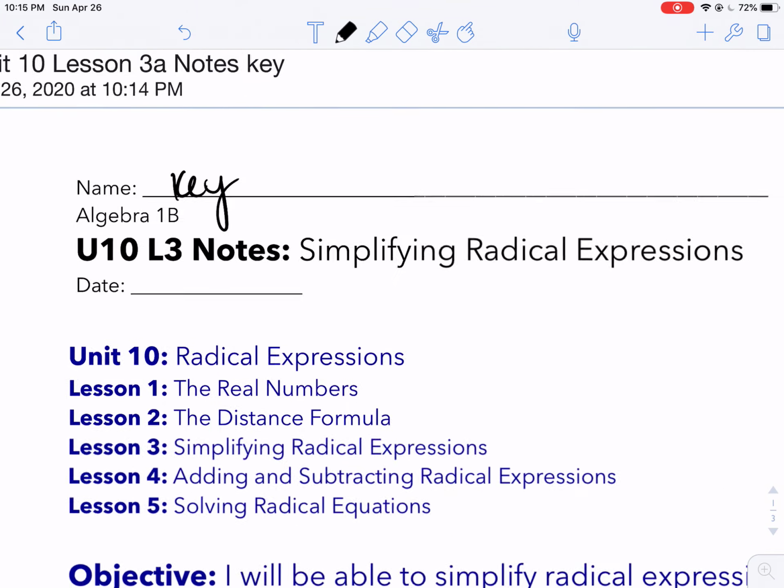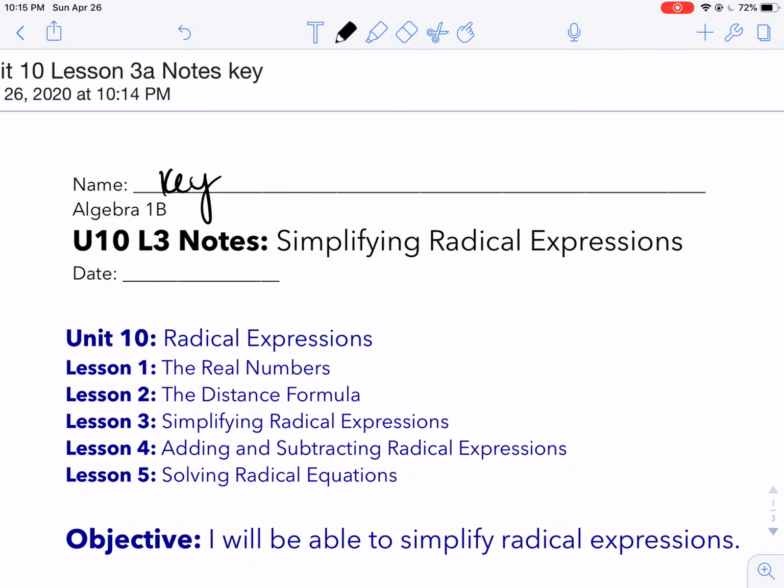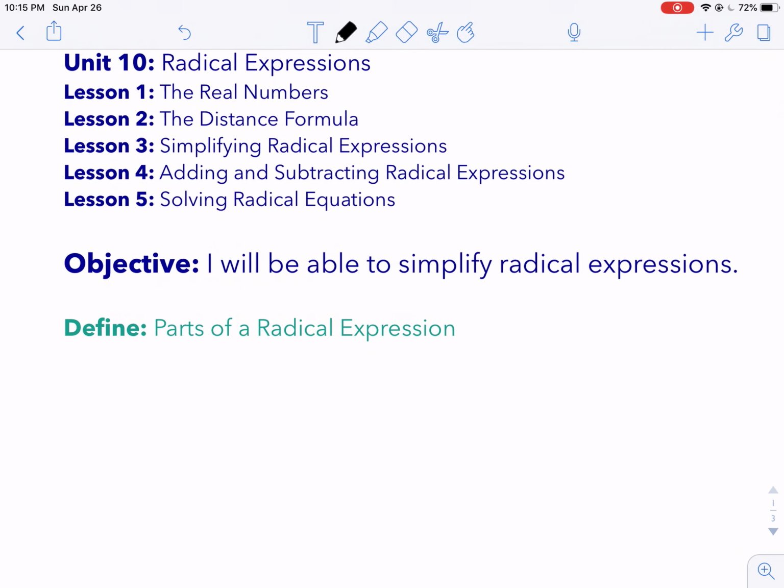Today we will be simplifying radical expressions. It's such a radical idea. By the end of the day, you will be able to simplify a radical expression.